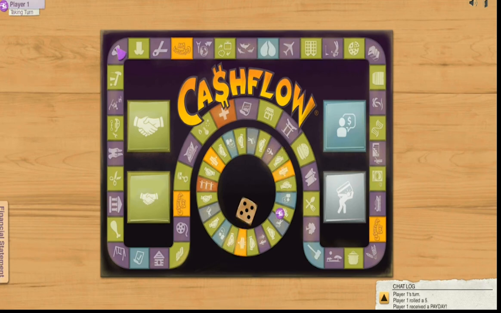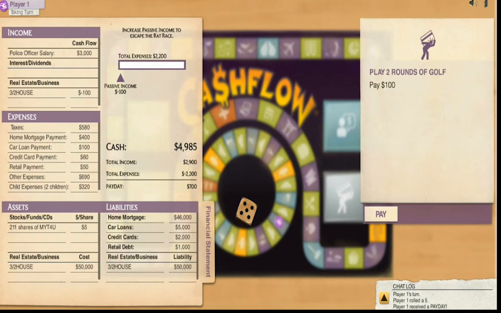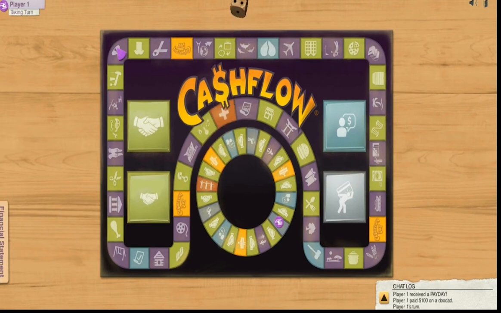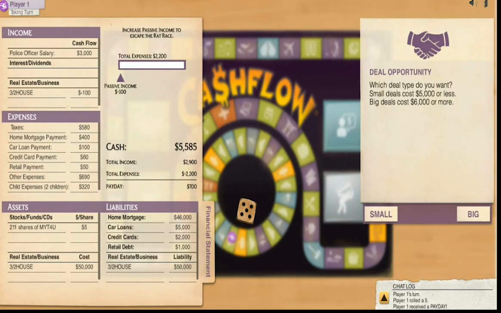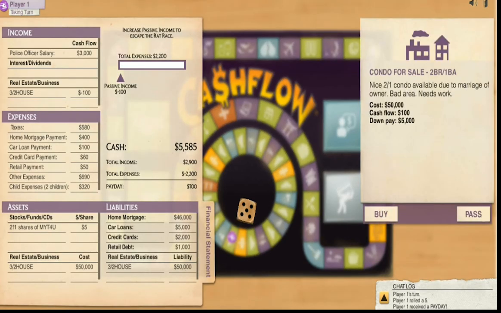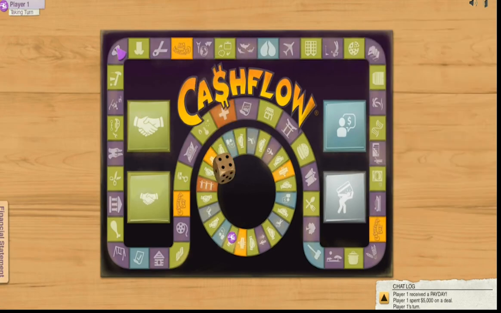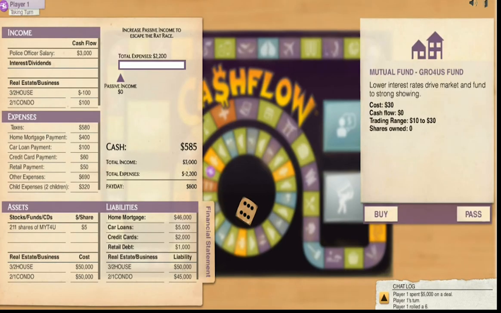For me, here expenses, I will pay 100. Sorry, down payment 5,000 and cash flow is 100 and I have more than 5,000, so I can buy it. I will buy. It's more for sure. Cost 30 and trading range not good at all. I will pass this deal.